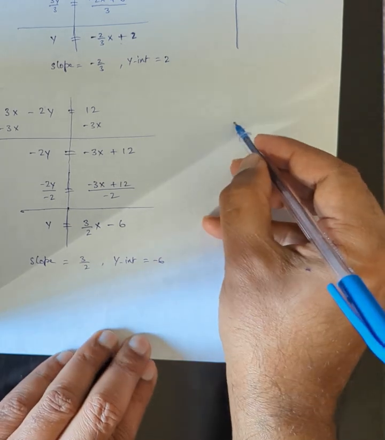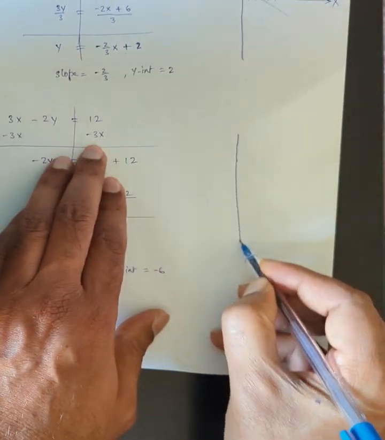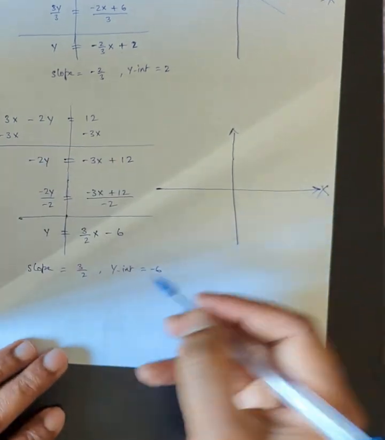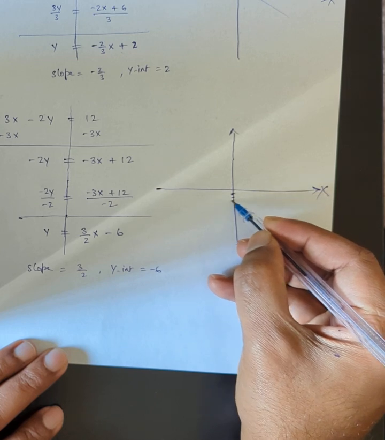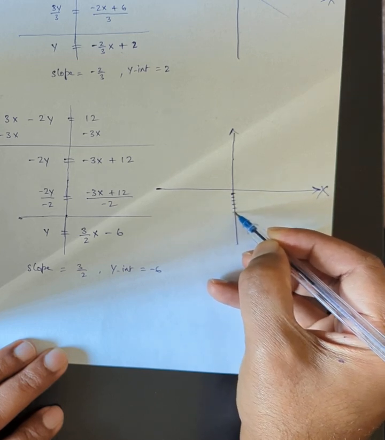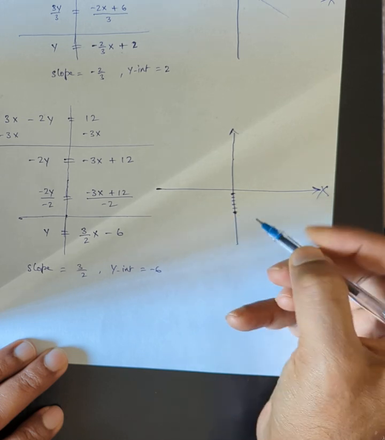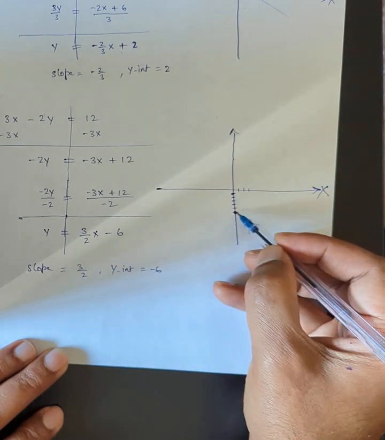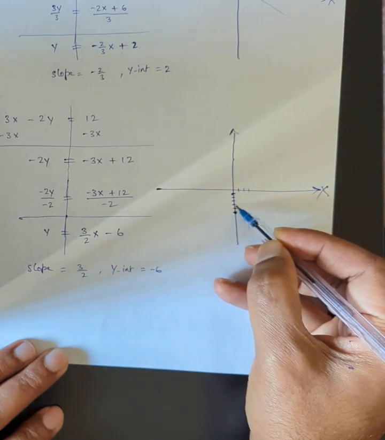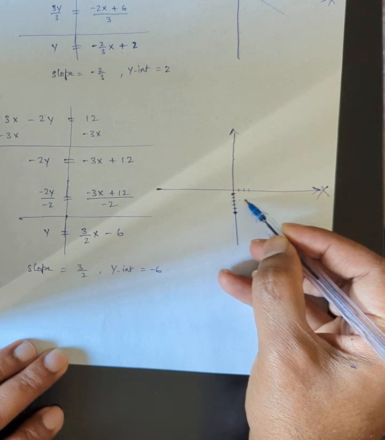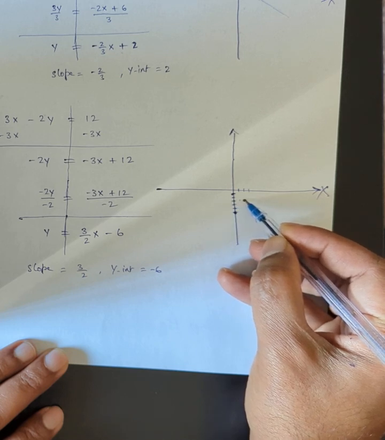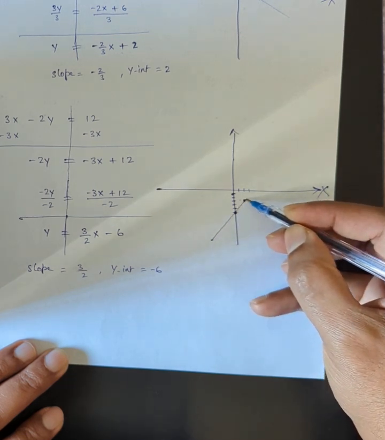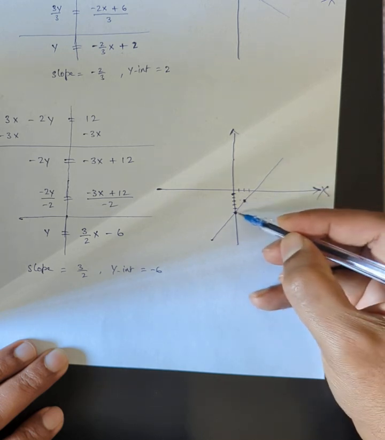So if I were to graph that, I start at the y-intercept, which is negative 6. So this is negative 6. And the slope is positive 3 over 2, which means I will rise 3 units: 1, 2, 3, and run 2 units. So this would be the second point, and then I join those 2 points and draw a straight line.